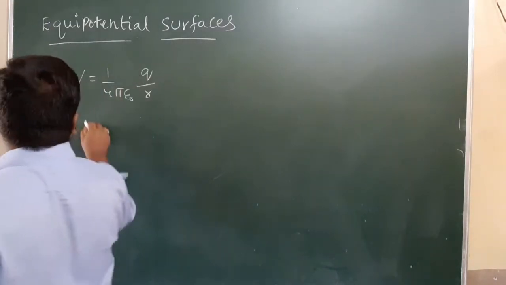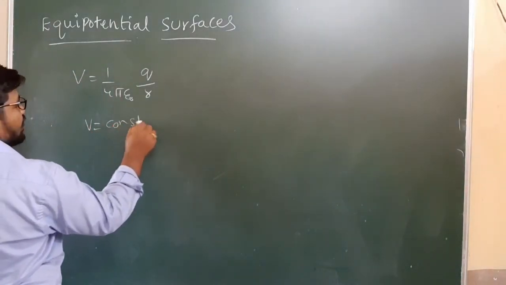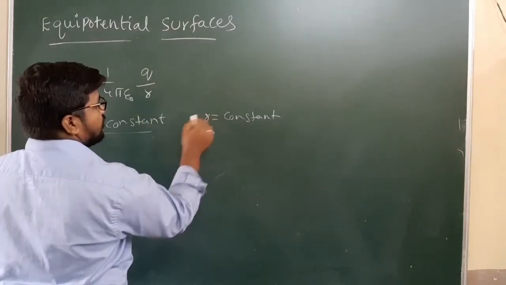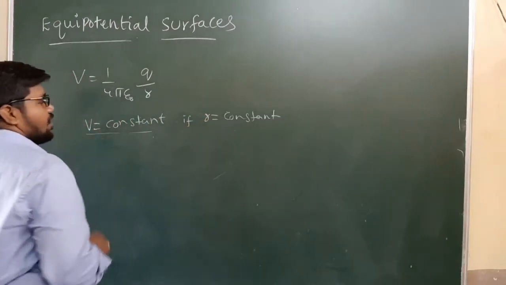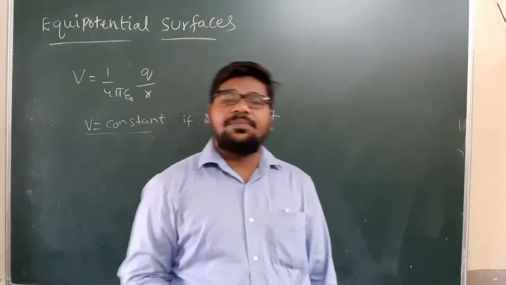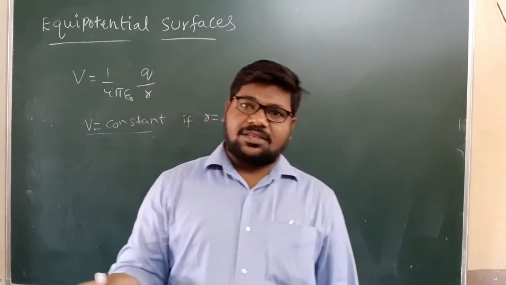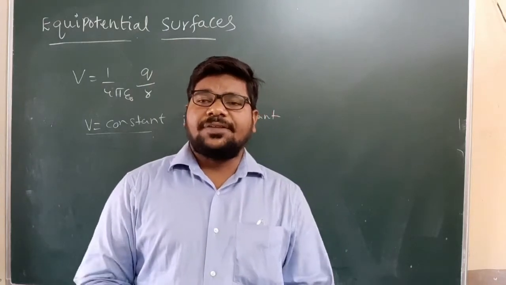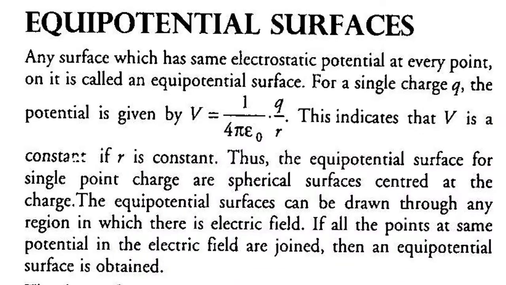When V is constant, if R is constant, V also is constant, which depends upon the radius. For a single charge at the center, an equipotential surface can be drawn through any region of the electric field. If all the points at the same potential in the electric field are joined, then an equipotential surface is obtained.